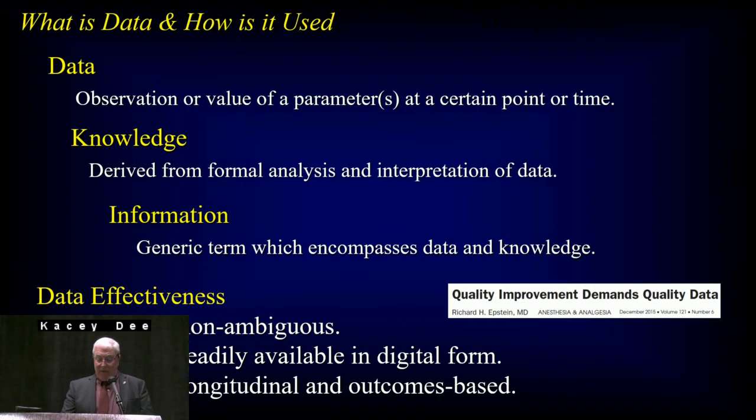But what is data effectiveness? It was published in this brief editorial, and it said it's got to be non-ambiguous. You've got to know exactly what it is you're measuring. It must be available in digital form. Handwritten documents are not effective, and it must be longitudinal and outcome-based. It must go over the continuum of care. We know in the United States that we look at 30-day readmission values to determine the efficacy of pay for performance and value-based delivery of health care. Now it's supposedly going to go to 90 days. Those are things that we didn't do 20 years ago.